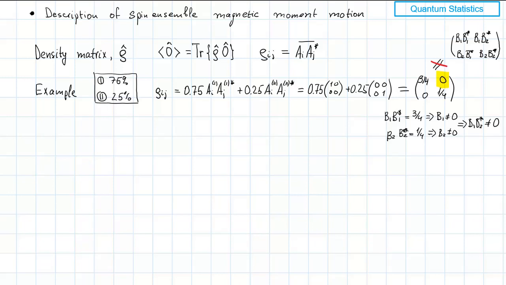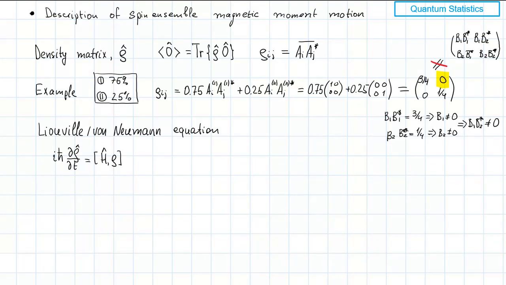Okay, we can go further. The time evolution of the density matrix is determined by the Liouville-von-Neumann equation, which is similar to the Schrödinger equation. The solution of this equation is given by a so-called sandwich operator product, with the initial density matrix in the middle. This can be easily verified by direct insertion of the solution into the Liouville-von-Neumann equation.